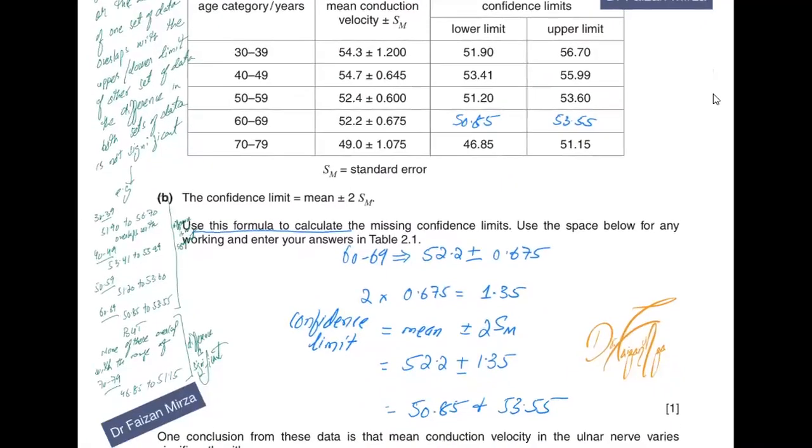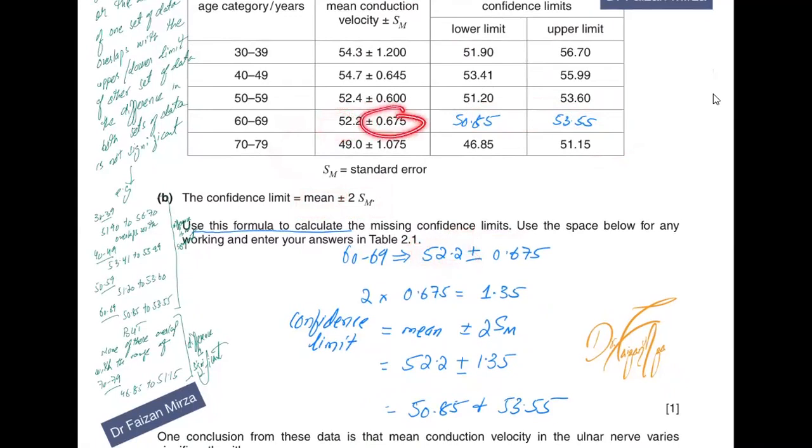The confidence limits are calculated using mean plus minus twice the standard error. So the description is given to you, the table is provided to you, you have to fill up these two values. So use the formula and fill the missing values. You already know the mean of this particular age group is 52.2. So this is your mean there, and with the mean we are provided with the value of standard error.